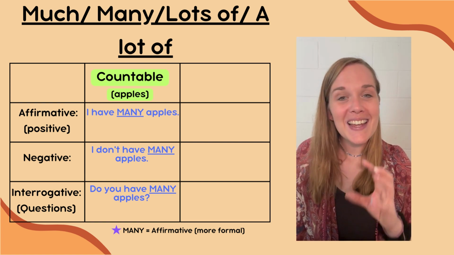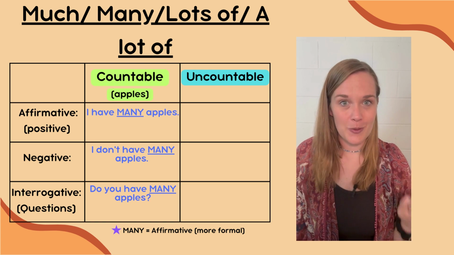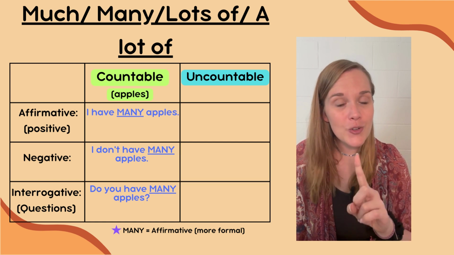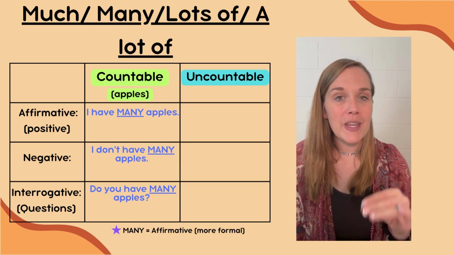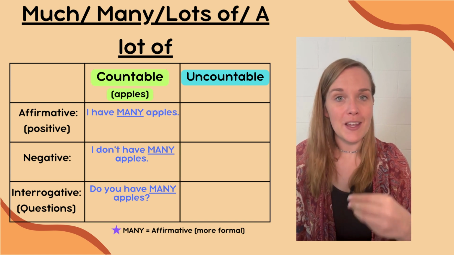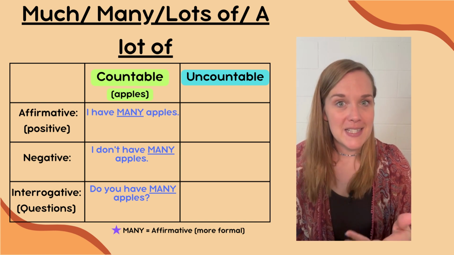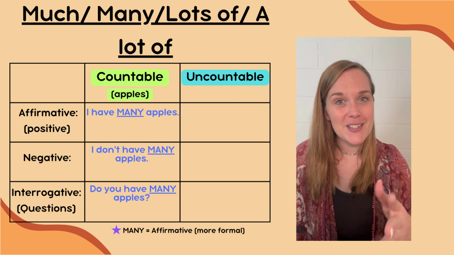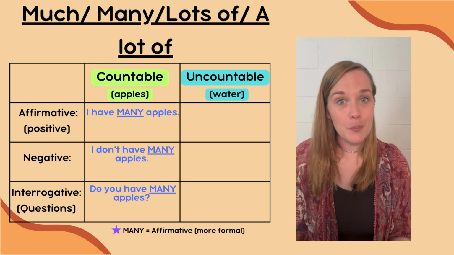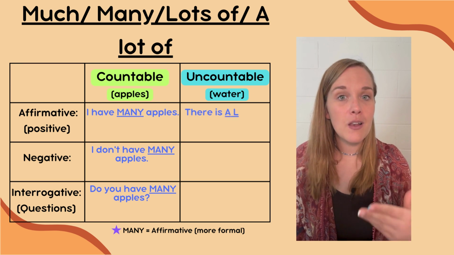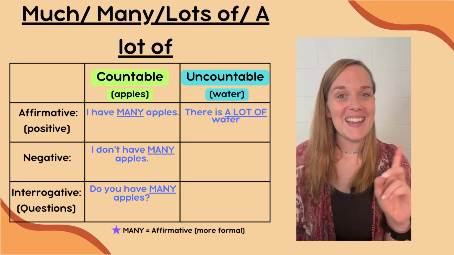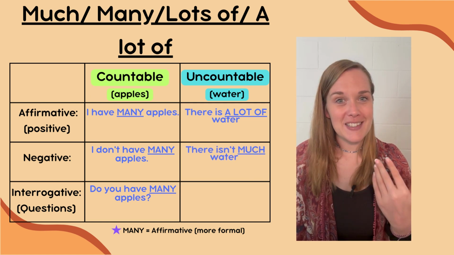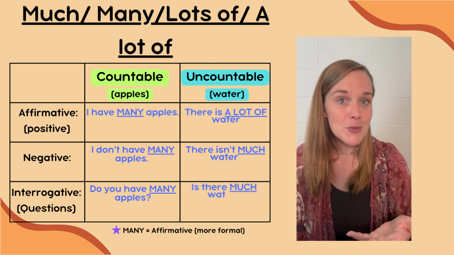Okay, now let's take a look at uncountable nouns using much. Remember, uncountable nouns cannot be plural. So we cannot have waters or informations or advices, for example. These nouns will stay in their singular form. So let's take water. In the positive sentence, we have there is a lot of water. In the negative sentence, we have there isn't much water. And in the questions, we have is there much water?